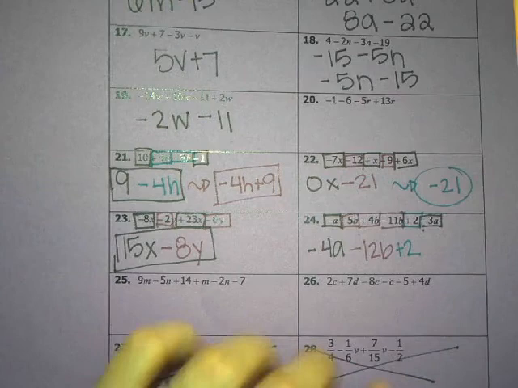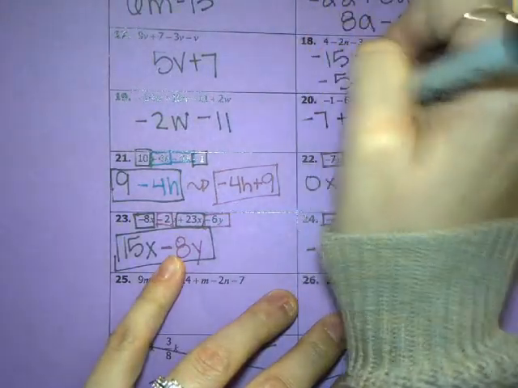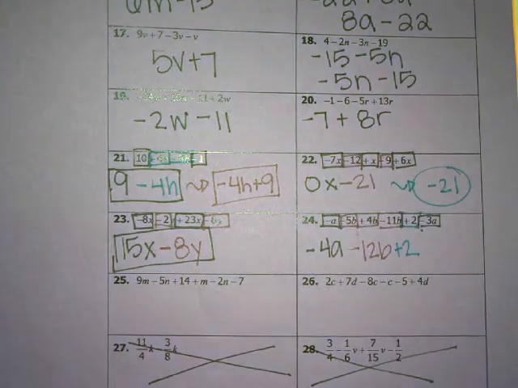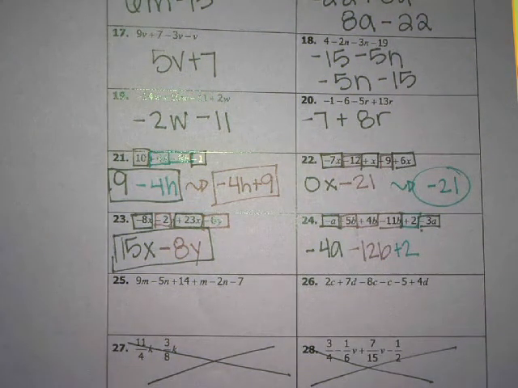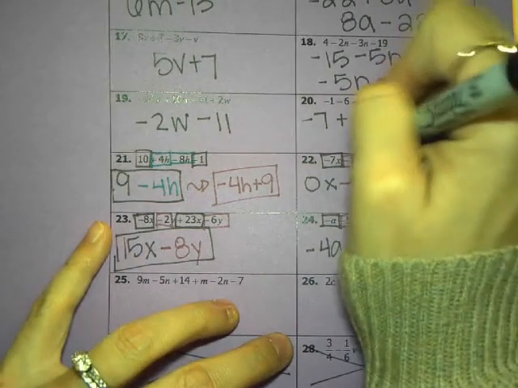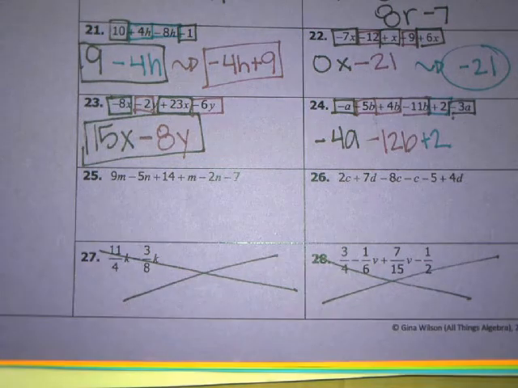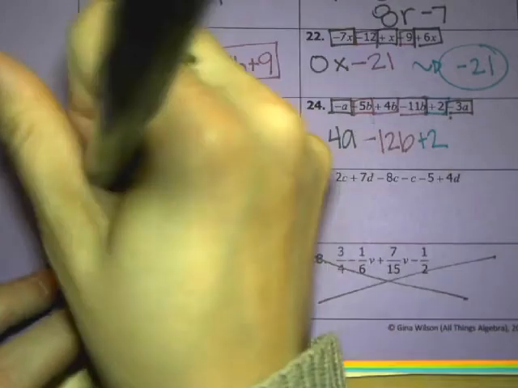What did you get for 20? Negative 7 plus 8r. Very good. How could I have rewritten that so my variable term was first? Eli? 8r minus 7. Perfect. What'd you get for 25? 10n minus 7n plus 7. Perfect.